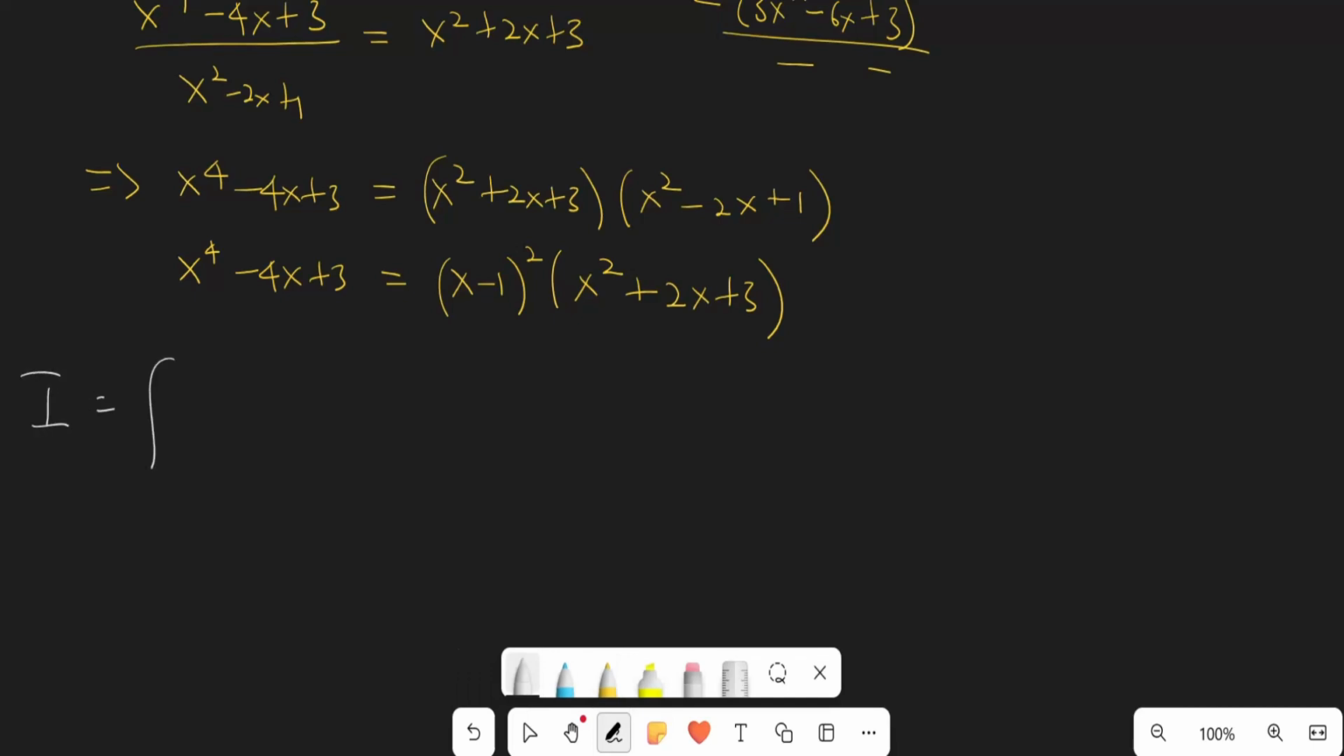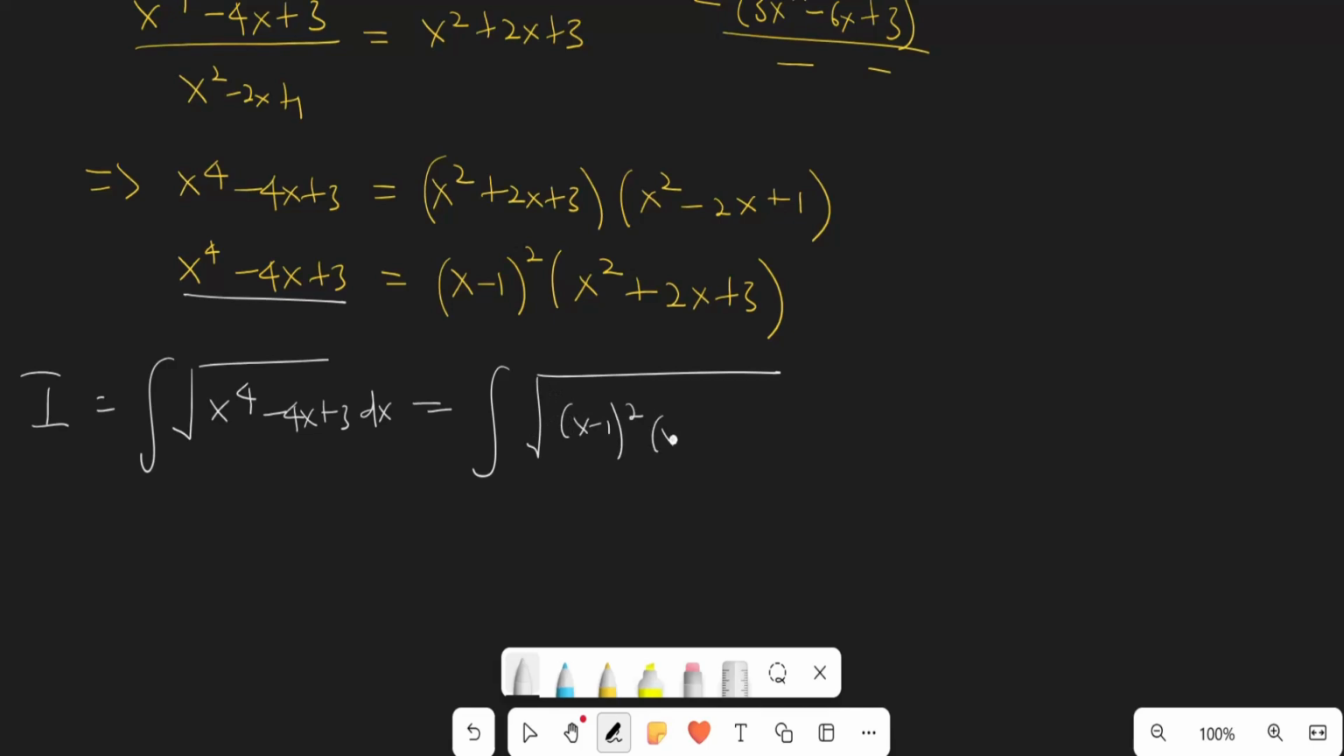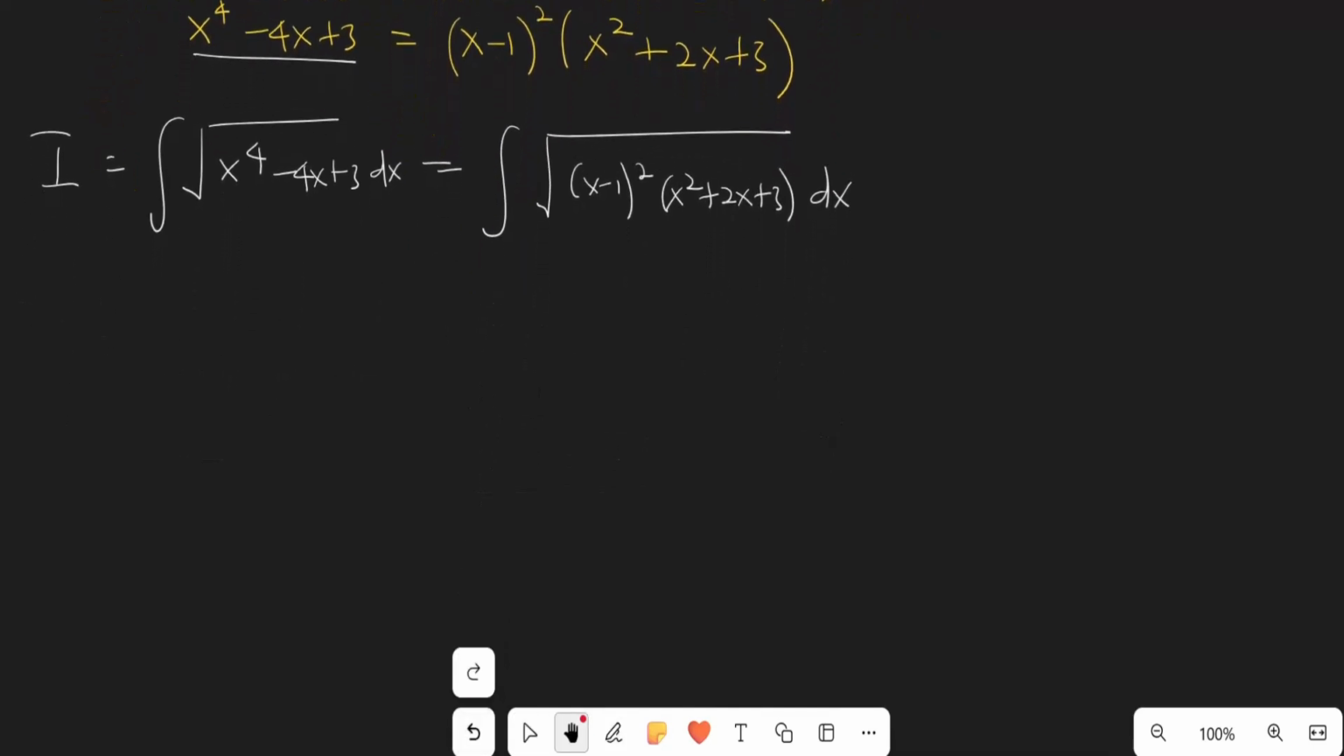So I is the integral of the square root of x raised to the power 4 minus 4x plus 3 dx. So we are just going to take the integral of the square root of (x minus 1) squared multiplied by (x squared plus 2x plus 3) dx. So instead of integrating this, which is impossible, we now have to tackle this one. Cool.